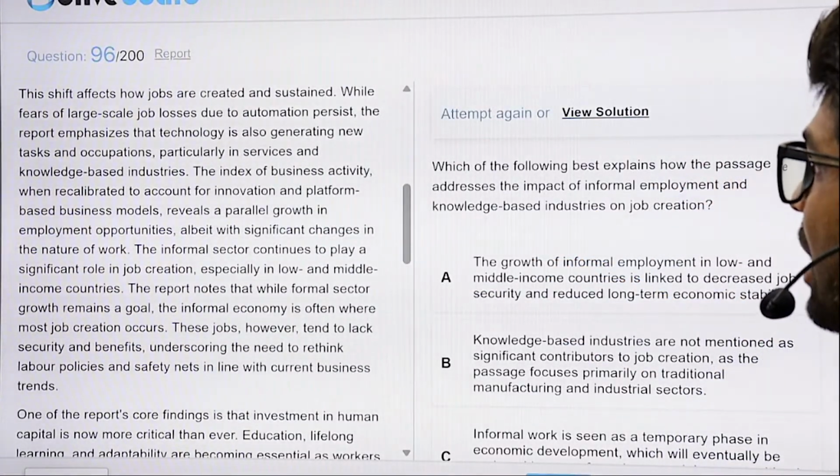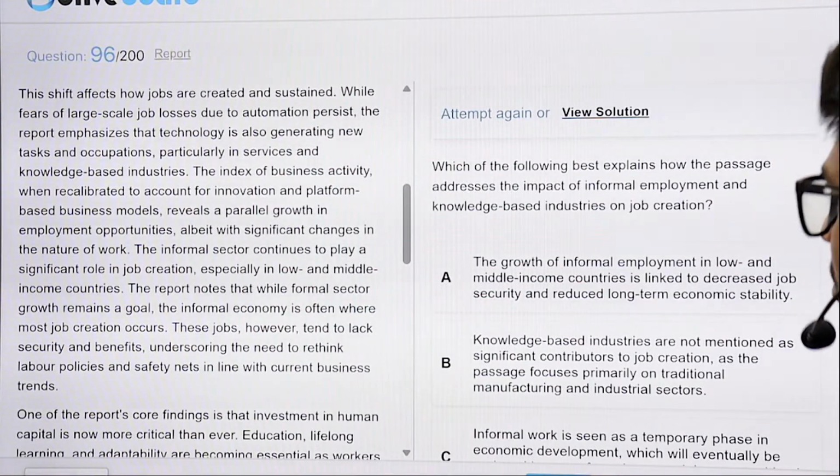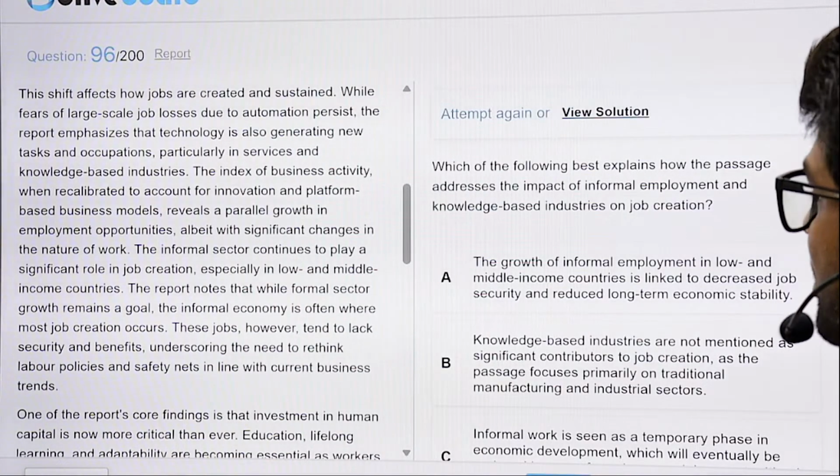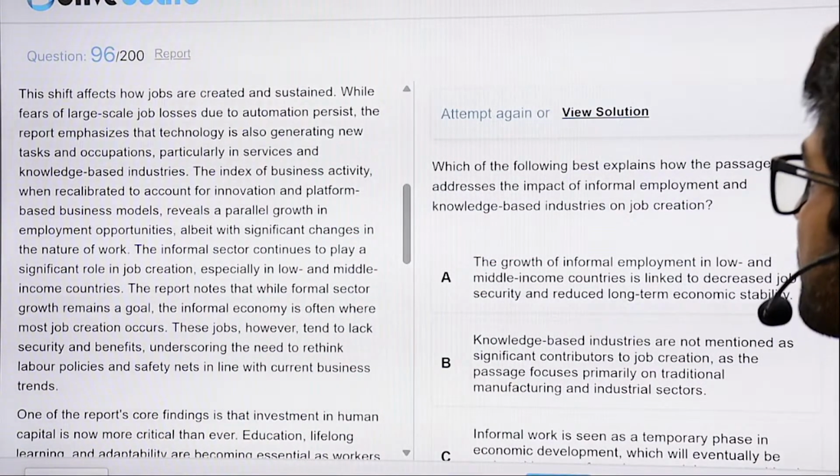While fears of large scale job losses due to automation persist, they can change the RC anyhow in between or change the questions. The first para was not straight.